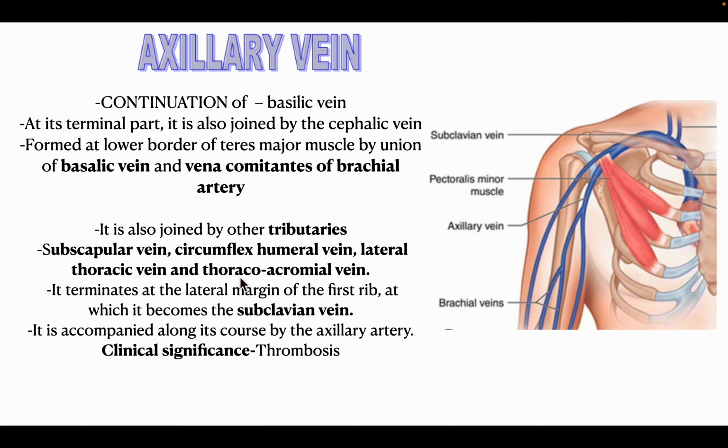And near the first rib, it crosses and continues as the subclavian vein. It runs along with the axillary artery, and we can include the clinical significance, that is, thrombosis of the axillary vein takes place.